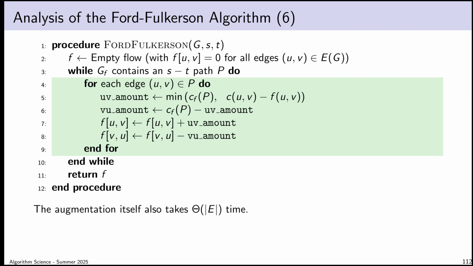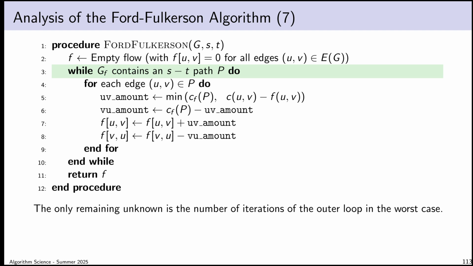Now, the augmentation itself pretty clearly requires at most size of E time. That is, in the worst case, the path itself contains all edges in the graph or some fraction of all the edges in the graph. The contents of this loop are pretty clearly constant. Finding the residual capacity of the path is not constant, but I only have to do that once. So I iterate along the path, find the residual capacity, and then performing the augmentation itself just requires time proportional to the number of edges at most.